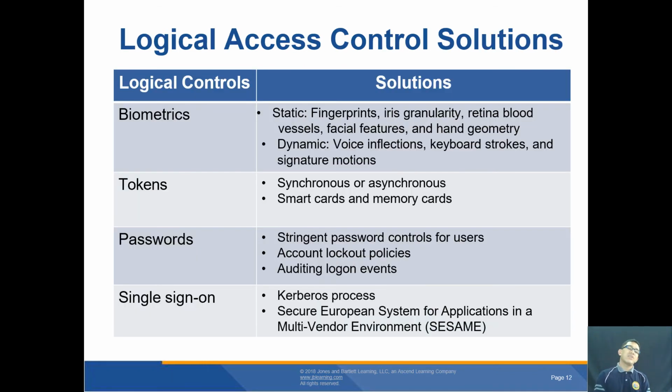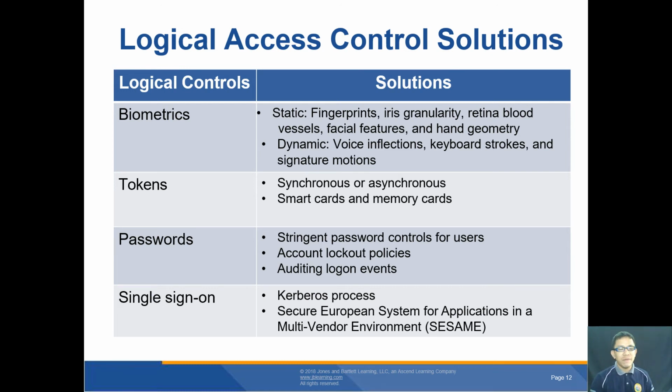Okay, in our logical access control solutions, we have the logical controls: biometrics, fingerprints, the iris granularity, the retina blood vessels, the facial features, and hand geometry. And for dynamic, we have voice inflections. So some biometrics can recognize voice. To gain access, it will analyze your voice. You have the keyboard strokes.